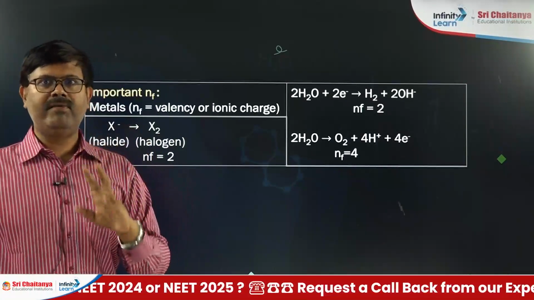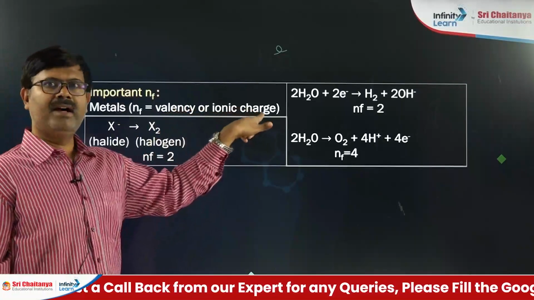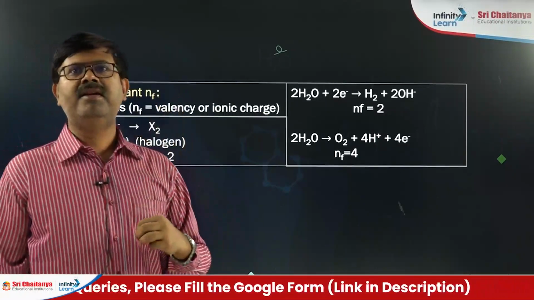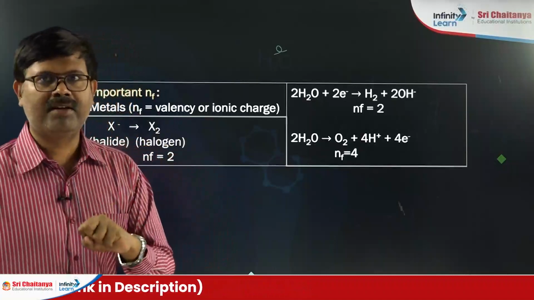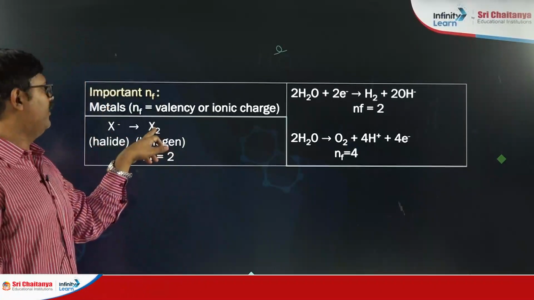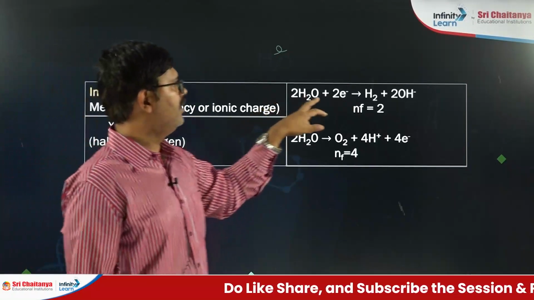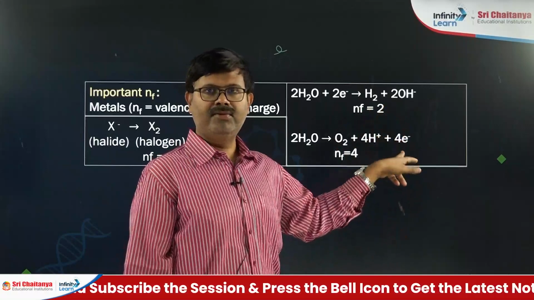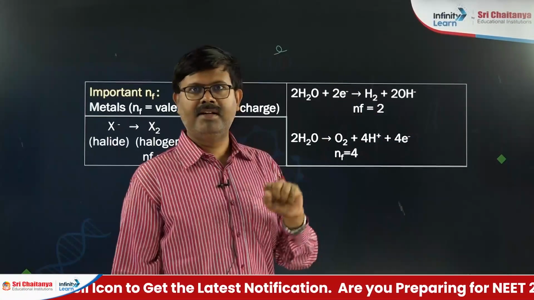This is applicable everywhere. But for metals, the N factor is nothing but the valency or its ionic charge. For example, Al plus 3, its N factor is 3. Cu plus 2, Ag plus 1. These are the N factors of these metals. And for halogens, take the N factor as 2, and for hydrogen produced from water, the N factor is 2. For oxygen, the N factor is 4. These 4 are very important cases, remember them.